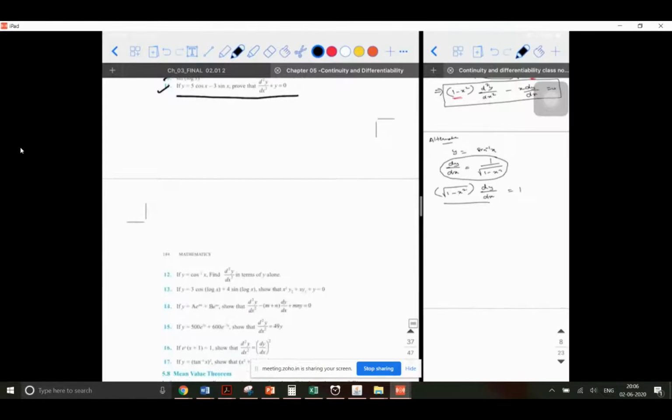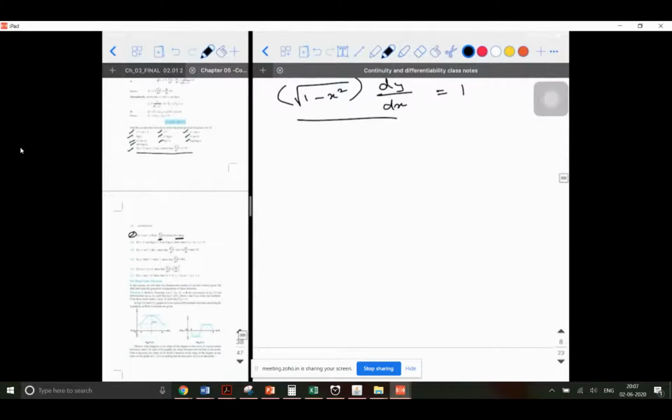You can do it. So y is equal to cos inverse x. It is similar to sin inverse x. Then find d square y by dx square in terms of y alone. So let's do this problem. Why this problem is important: because they are expecting us to write d square y by dx square only in terms of y. That is why it is important.